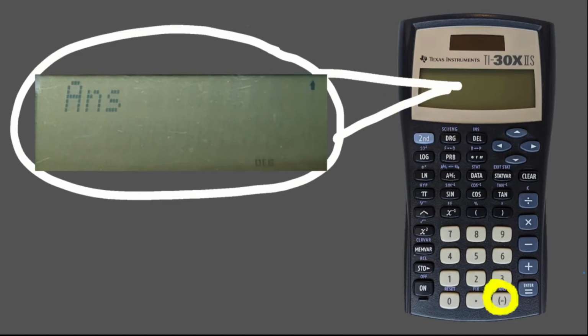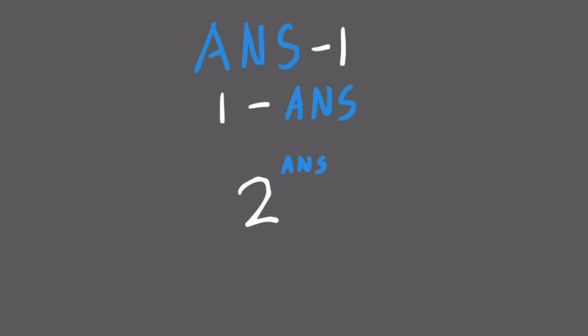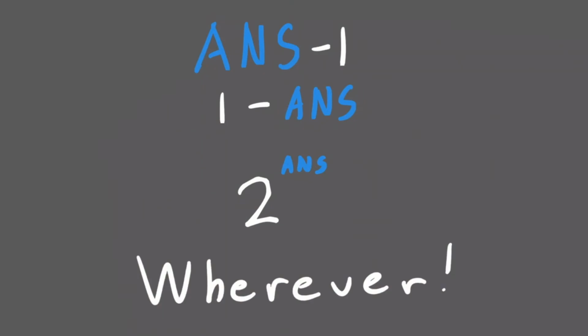It's the ANS key, and you get it by pressing second and the negative sign. The little ANS label is above the negative key, and as we saw in the previous video, the second button gets us access to the functions above the key. Doing this will pull the answer from the previous calculation and insert that as a variable ANS, hence the name. You can treat this like any other number and insert it wherever you want into the equation.